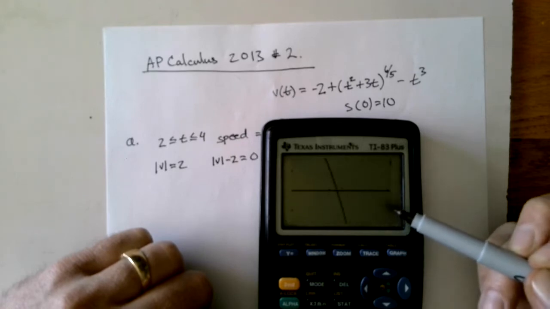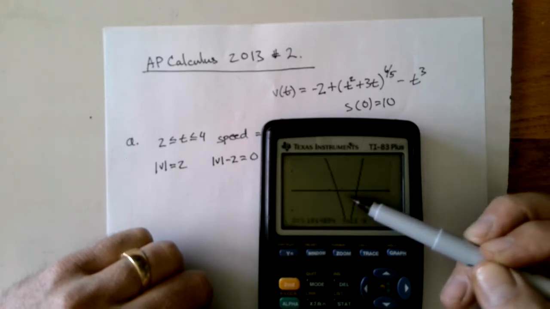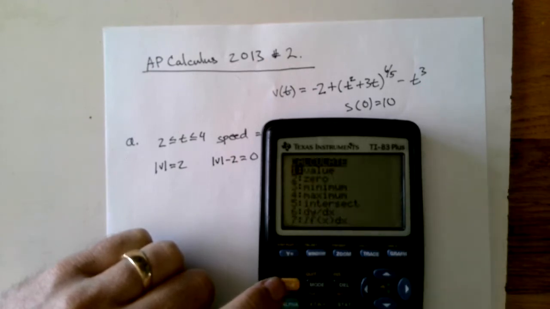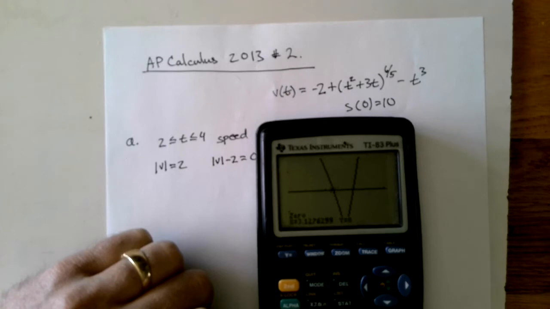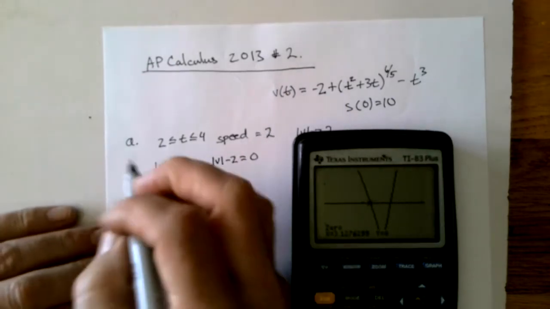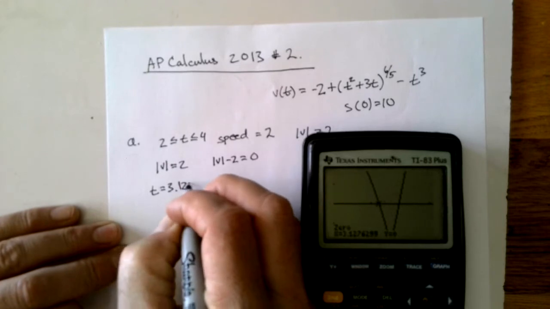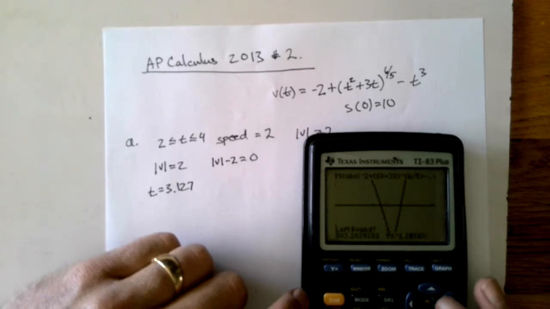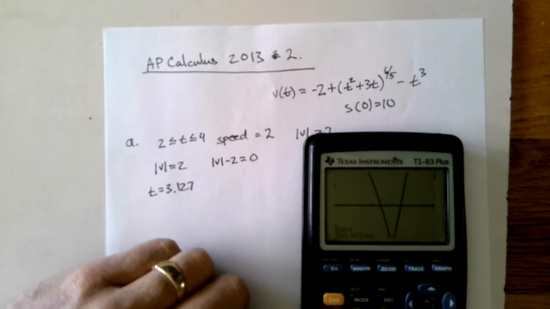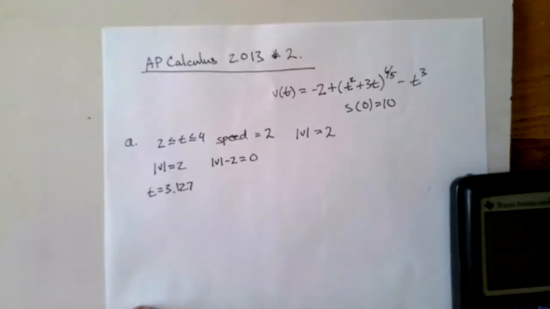Now, on the AP exam, you need to answer to three decimal places. So I'm going to use second calculate, zero, number 2. I move to the left, move to the right, press enter on guess. I get a time of 3.127. Time is equal to 3.127. Then I'm going to calculate number 2 again, and as I move off to this side, enter, enter, enter on guess, and I get a grand total of 3.473.